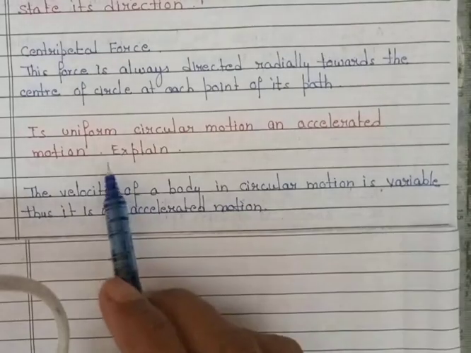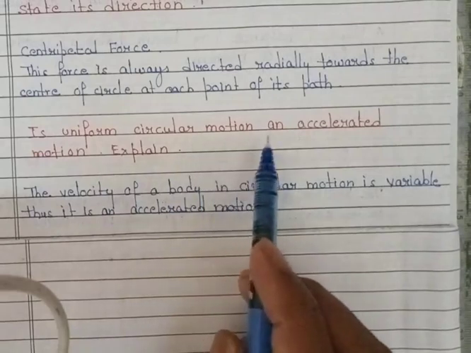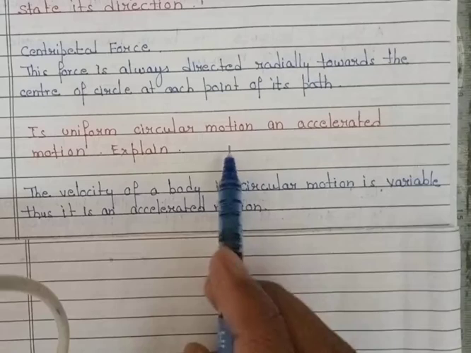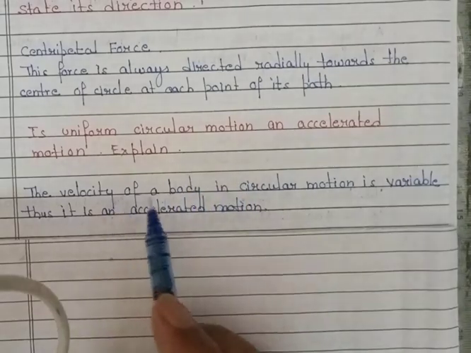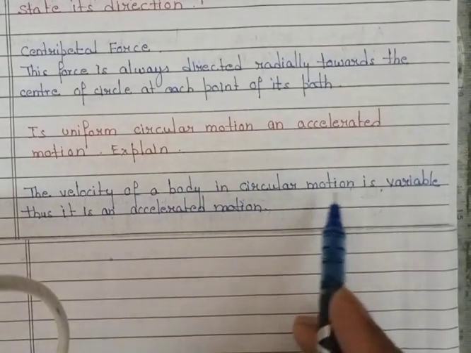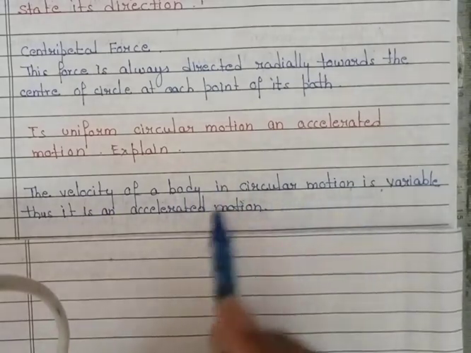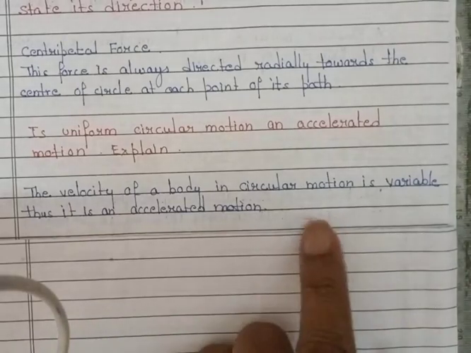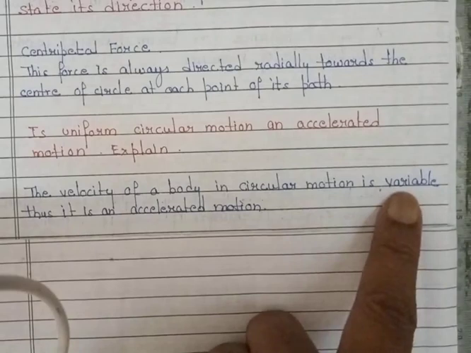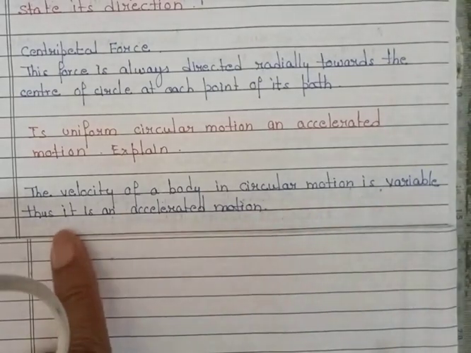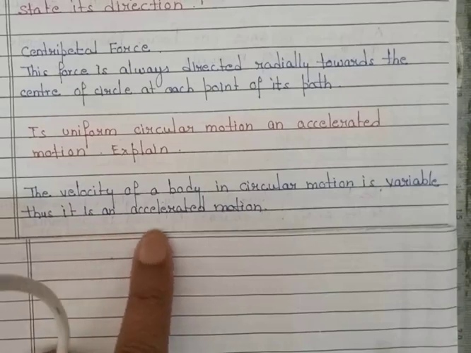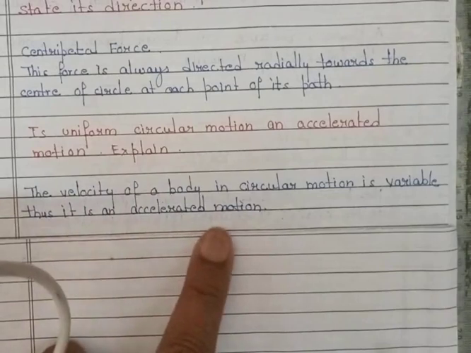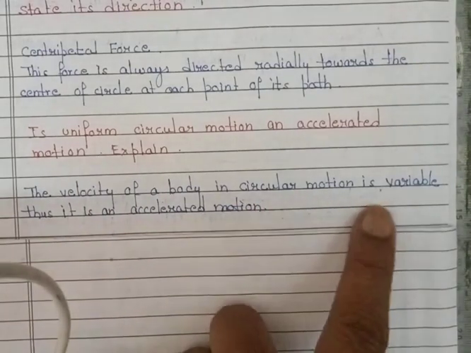Next question is, is uniform circular motion an accelerated motion? Now remember, in uniform circular motion, the velocity of a body always changes, because body is moving on a circular path, so direction is continuously changing. So we can say that velocity is variable, and if velocity is variable, then we can say that it is an accelerated motion. So uniform circular motion is an accelerated motion. And why? Because velocity is variable.